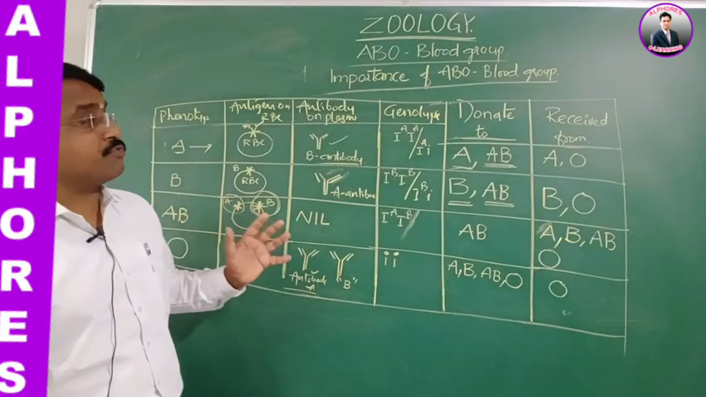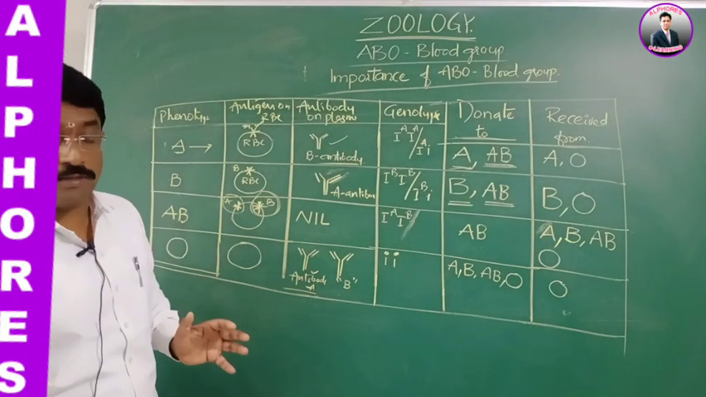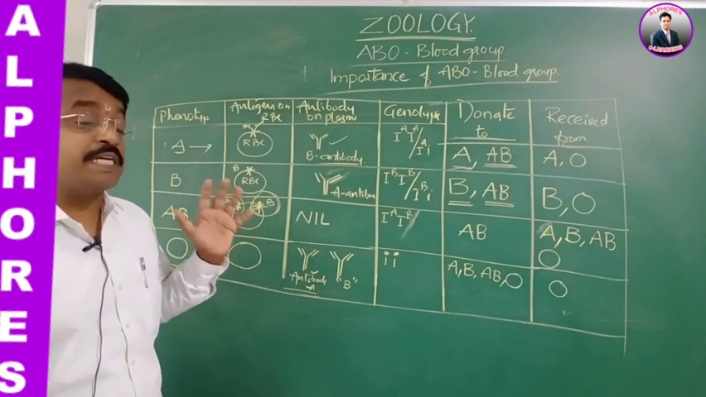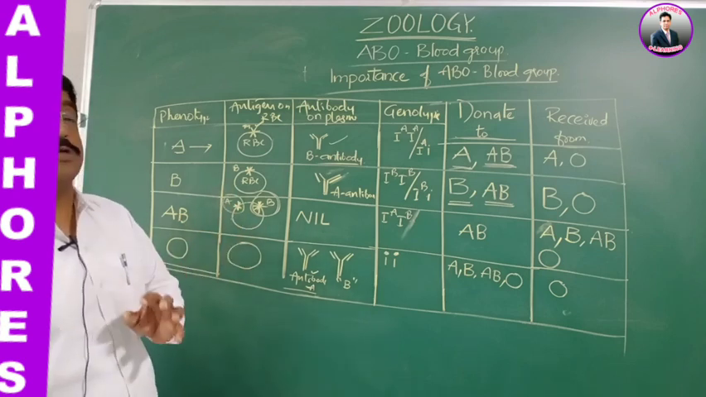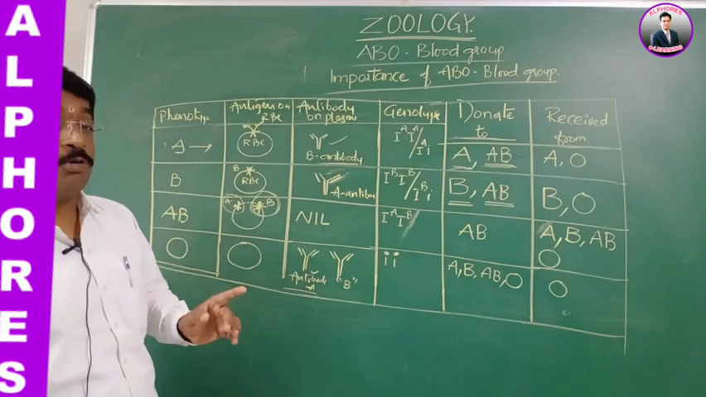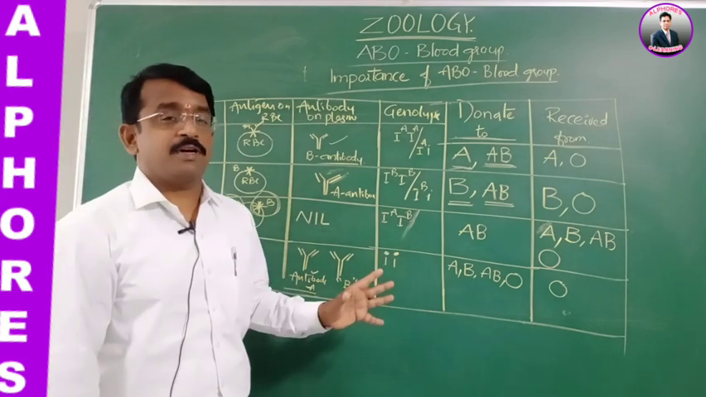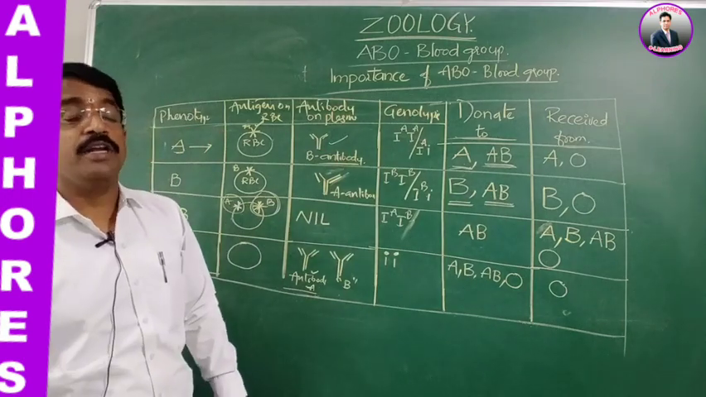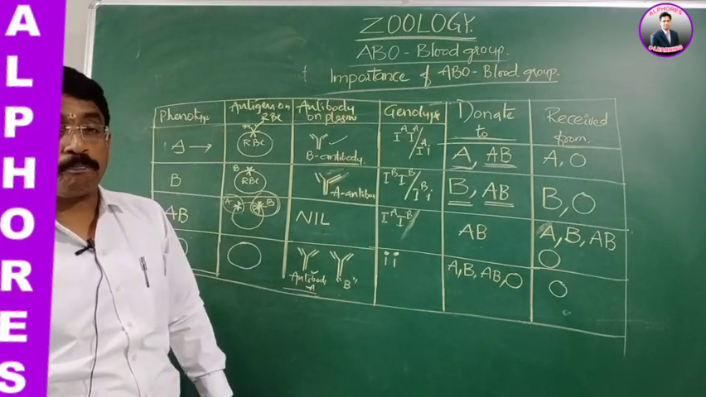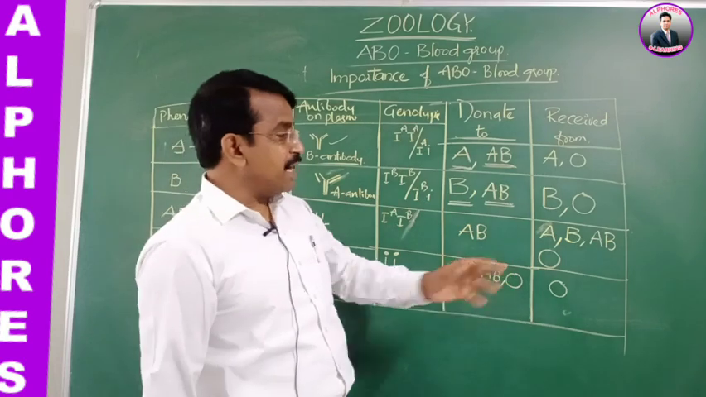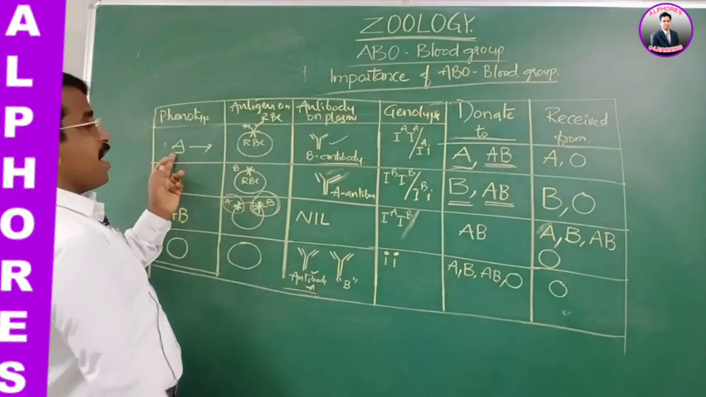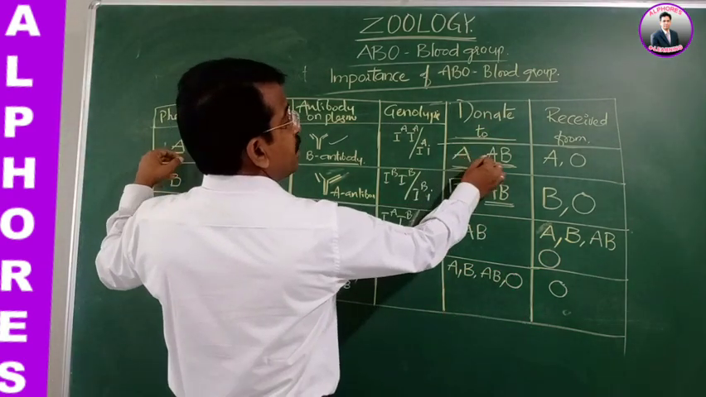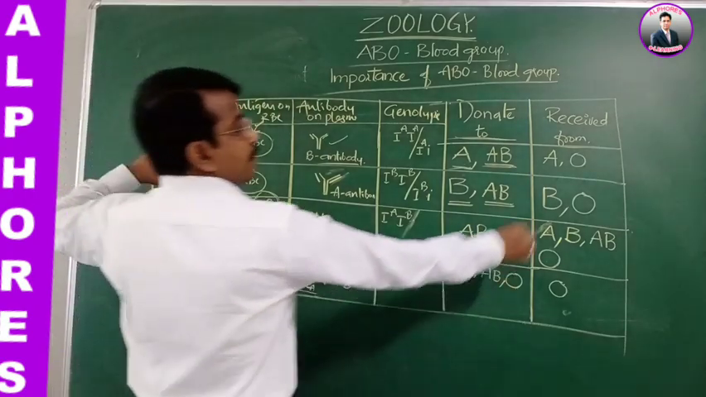So this is a tabular form that explains the importance in transfusion. So blood transfusion is very, very important. Blood must be tested before being transfused. If not tested, it can lead to agglutination and the person may die. So by this what you come to know, A is to donate to A and AB and receive from A and O.